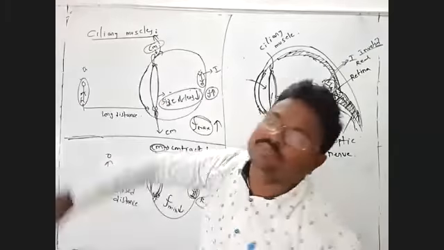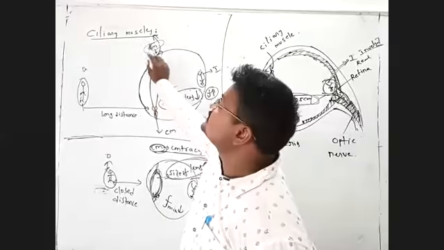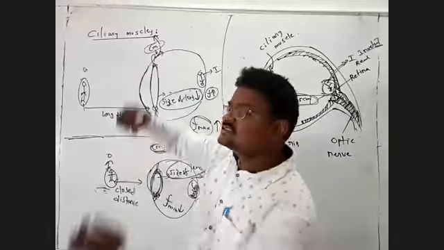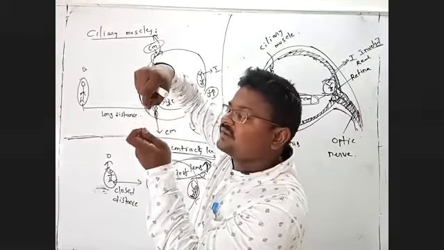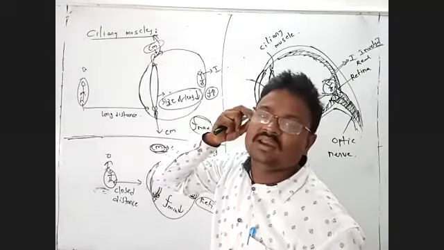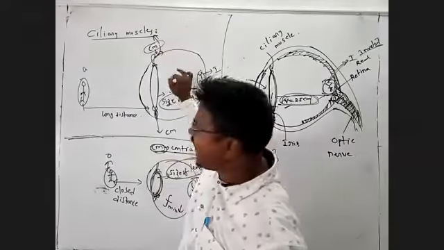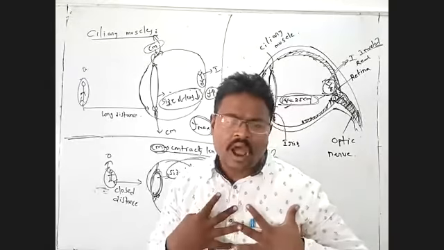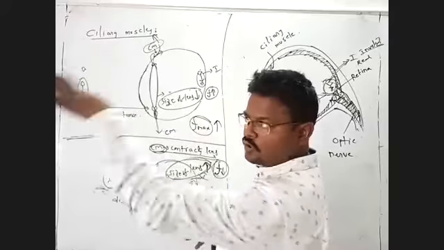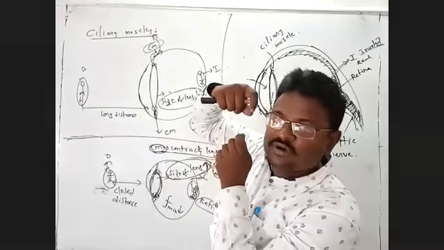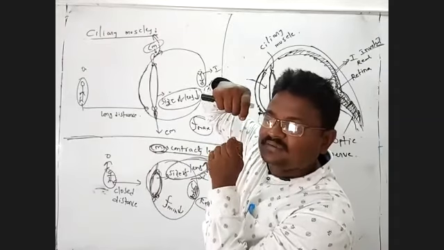But what is the position of the lens? The ciliary muscles are relaxed. Relaxed ciliary muscles expand the lens, and the shape also changes. So when I'm seeing a long distance, the ciliary muscles are relaxed and expand the size of the lens.